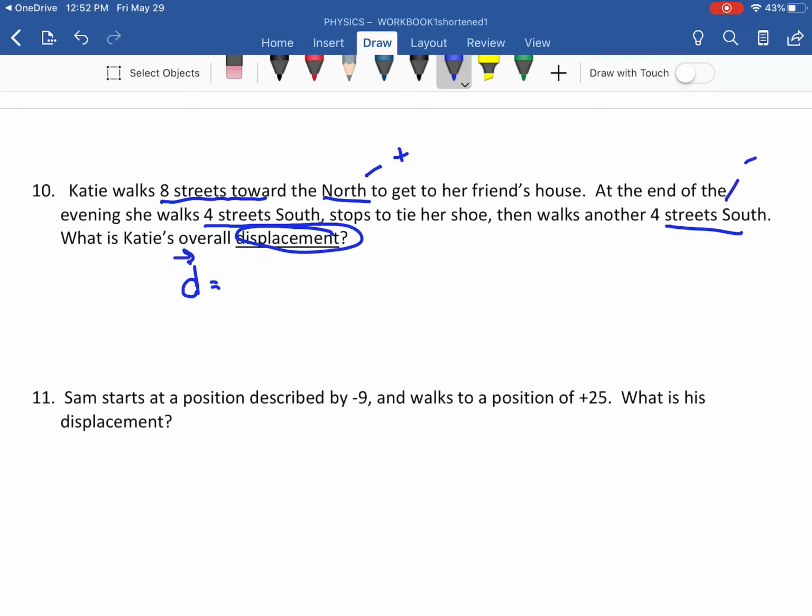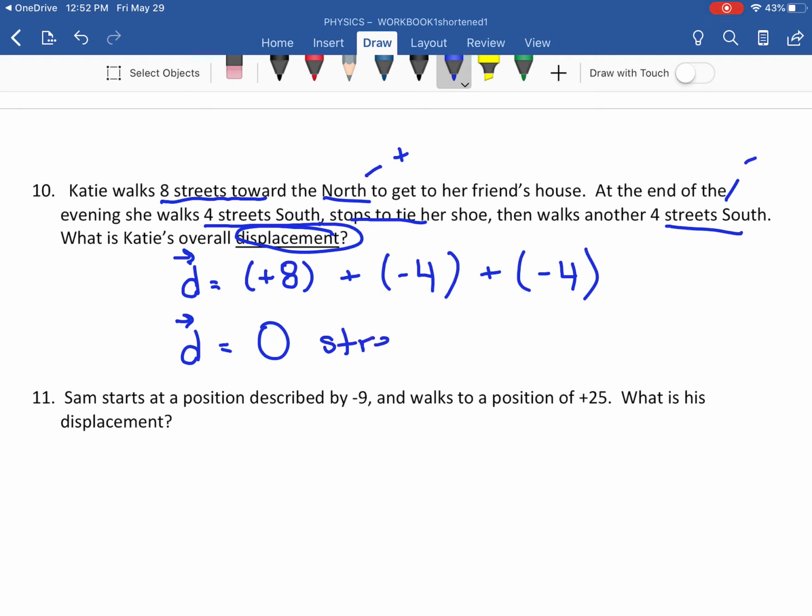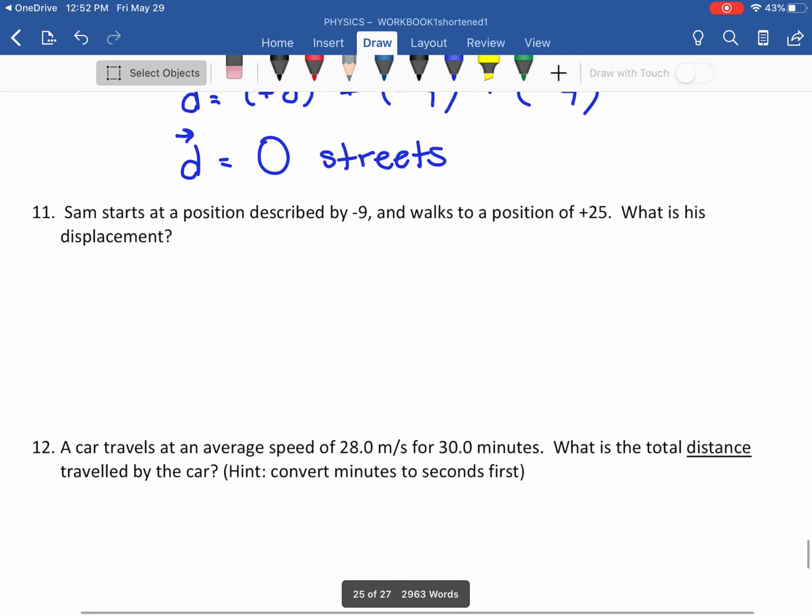So 8 streets north, I would write as positive 8. And I'm adding to that 4 streets south, so I make that negative. Her stopping doesn't really do anything for her displacement, so we just leave that out. And she walks another 4 streets south. When I work that out, that works out to 0 streets. So that's an example of what vector addition would look like. You could have also drawn a picture and figured out the same thing. Next I'm going to do number 11.